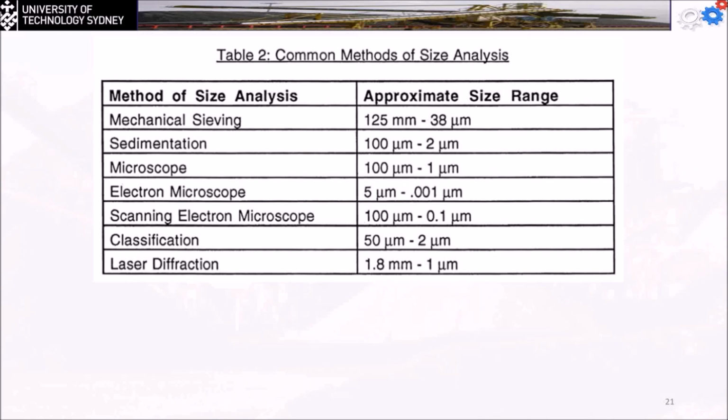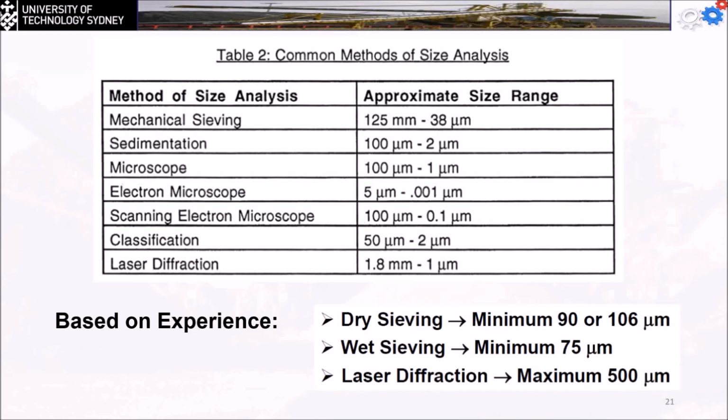So as we have a smaller size range, you have to use a more complicated procedure to determine what the size of the particles will be. Based on experience, for dry sieving measurements, you are going to get a minimum of 90 to 106 micrometers. For wet sieving, you are going to have a minimum of 75 micrometers. And for laser diffraction, the maximum is going to be 500 micrometers.